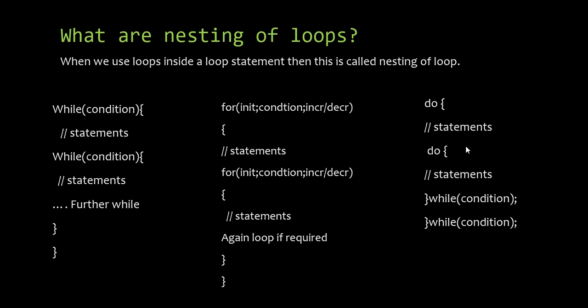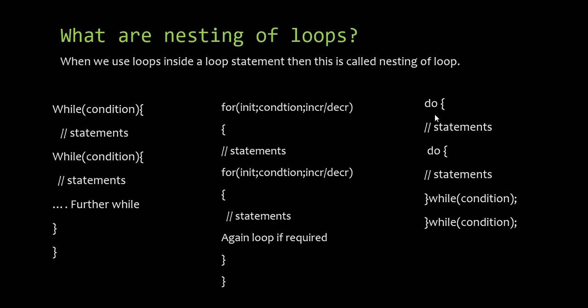So we have seen three types of loop: while, for, and do while, and we can apply the nesting of loop for these categories somehow. Suppose we have the while loop, then inside the statement we can apply another while loop, and inside the inner loop we can apply a further while loop. In the same way, we can apply the nesting of for. We have first the for loop, the outer loop, then inside that we have again a further looping statement, and then again if required.